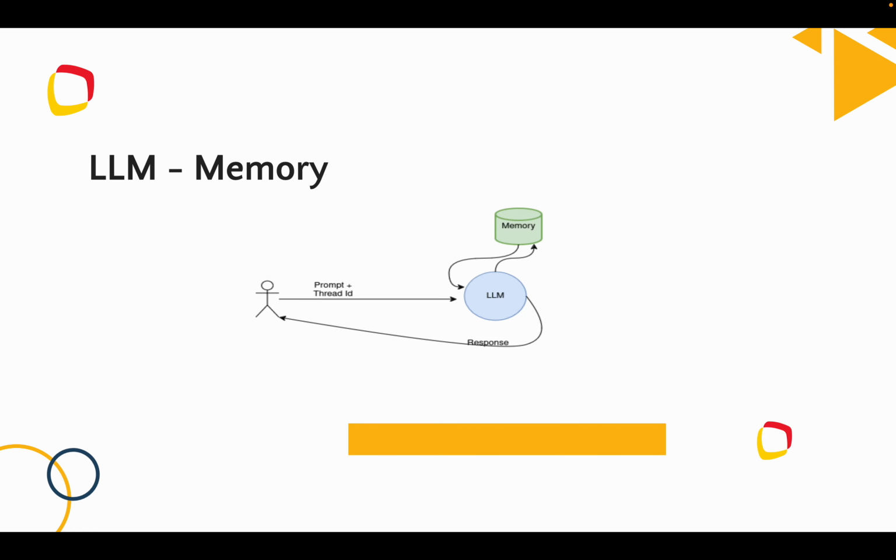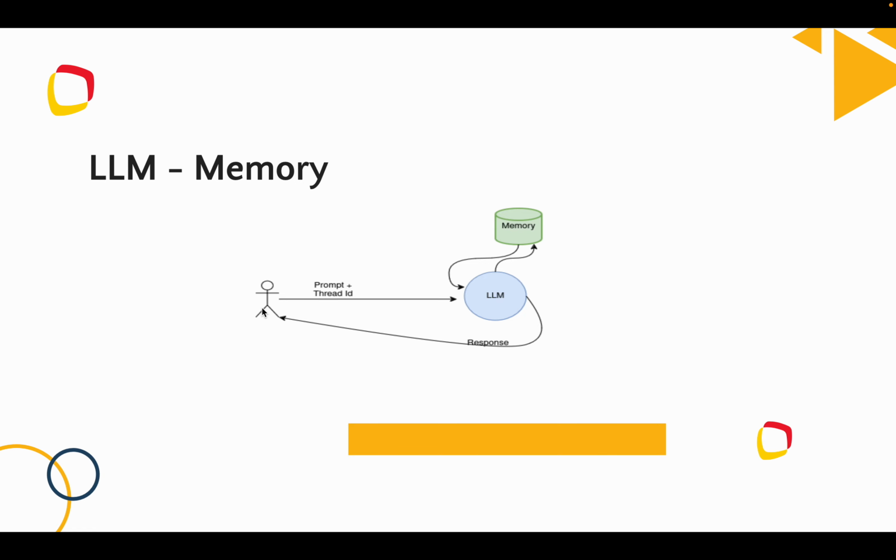Okay, so this is the high level workflow of the LangGraph implementation. The user will be asking the prompt plus a thread ID. Our LLM model, or our LangGraph, will save all the conversation between the user and the AI using this thread ID. It will save all the conversation based on this thread ID into memory.